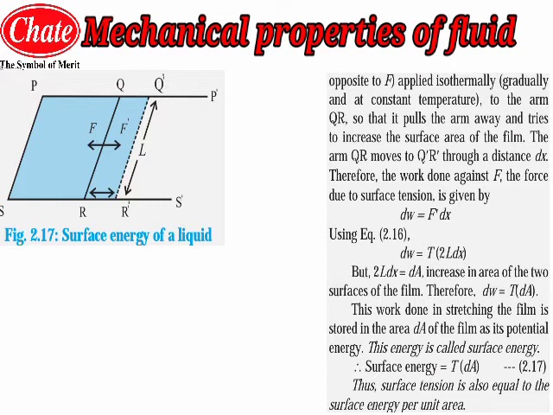Hence this work done in stretching the film is stored in the area dA of the film as its potential energy. This energy is called the surface energy. So the surface energy is given by T into dA. Now as we have put the value of 2L dx as dA, therefore the surface tension is also equal to the surface energy per unit area. We can conclude this from the formula.